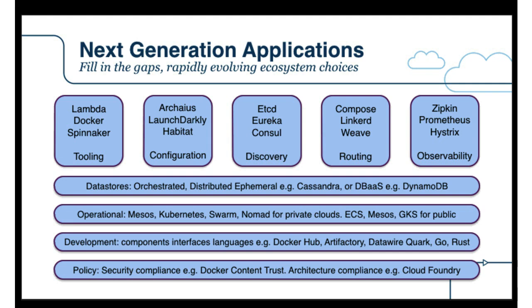Underneath that, you're going to need some data stores. The idea is that your front ends should be all stateless. They shouldn't have any local storage. You should have a layer that is storing your data for you. That would be based on a distributed ephemeral storage system. Cassandra is very scalable, can handle wide area distribution. If you don't need to distribute the data too far, or you don't need extremely high availability, then you may orchestrate some, let's say, MySQL or Postgres, something like that. Or you may just use a database as a service like Amazon's DynamoDB. So that's the database layer.